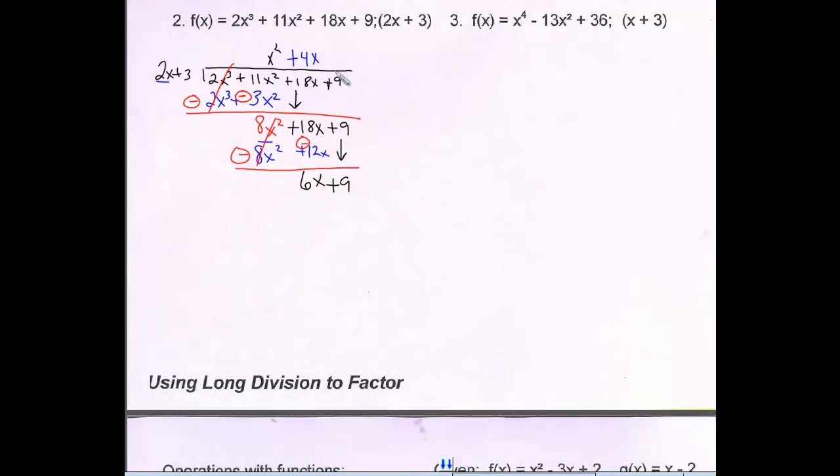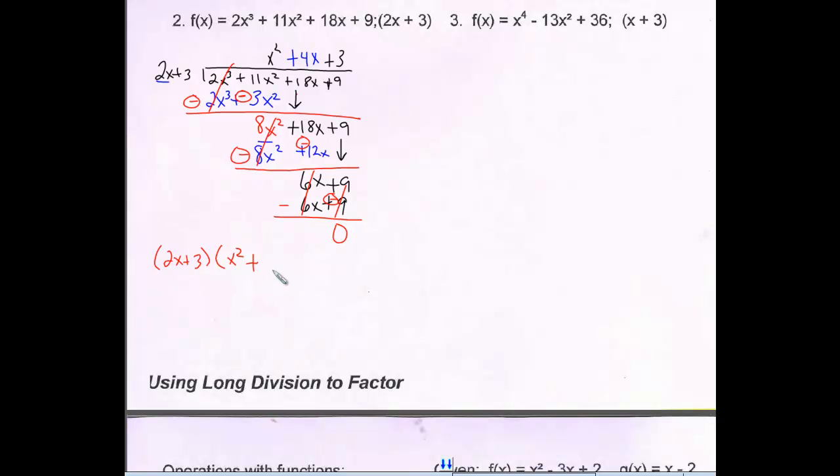2x goes into 6x 3 times. Now distribute the 3. 3 times 3 is 9, and 3 times 2 is 6x. Draw the line and change signs. I get 0 as a remainder. So 2x plus 3 is one of our factors.